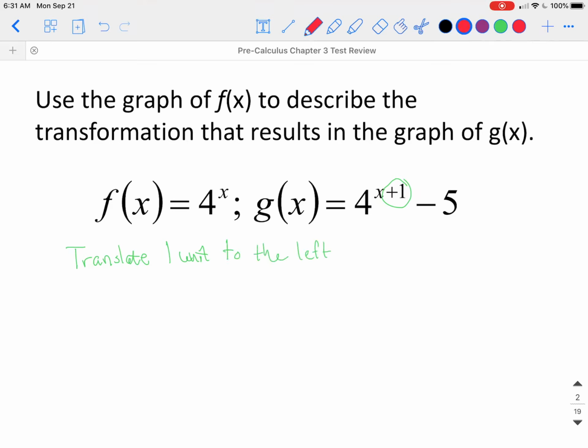And then if there's anything added or subtracted after the function, that is going to translate either up or down. So we are going to translate down 5 units since it's negative.